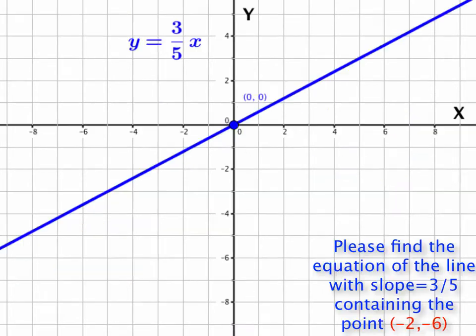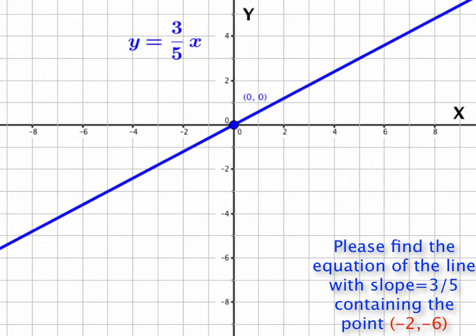Once again, I'd like for us to be comfortable interpreting all three of these different forms of the same linear equation. All right, now let's try to find the equation whose graph will be a line with a slope equal to 3/5, containing the point -2, -6. Now, of course, if all we needed was to have a slope of 3/5 containing the point 0, 0, we'd be home free. The equation would be y equals 3/5 x.